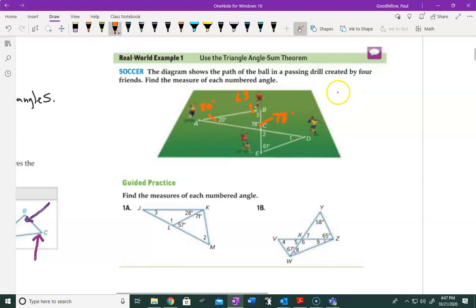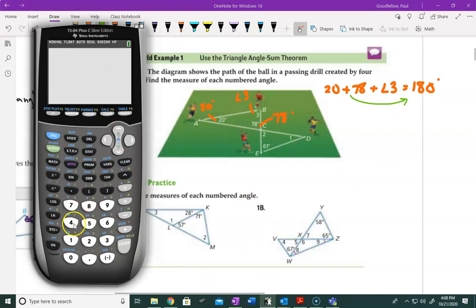So this angle 3 up here: 20 plus 78 plus angle 3 should add up to 180 degrees. If you wanted to solve for any specific angle size, you would just subtract the values onto the other side. If I move these over here by subtraction, let's see what number we get from Donna. Donna is my calculator's name. So we'll subtract 20 and we'll subtract 78 from 180, and we'll get that angle 3 is 82 degrees. There you go. That's how big that one is, okay?